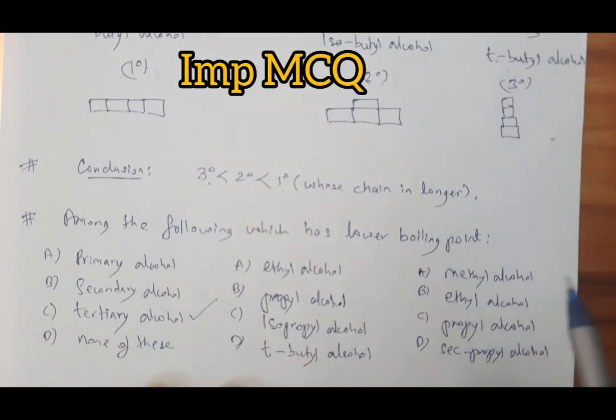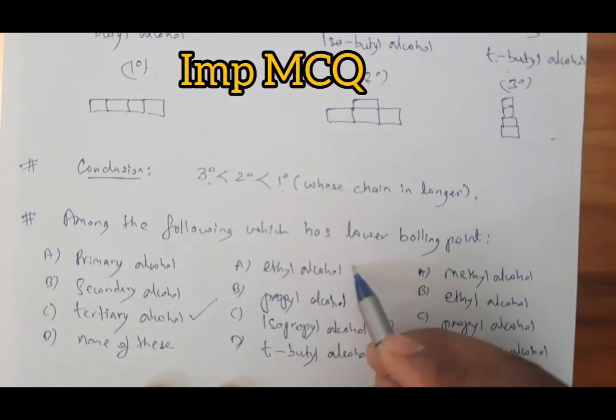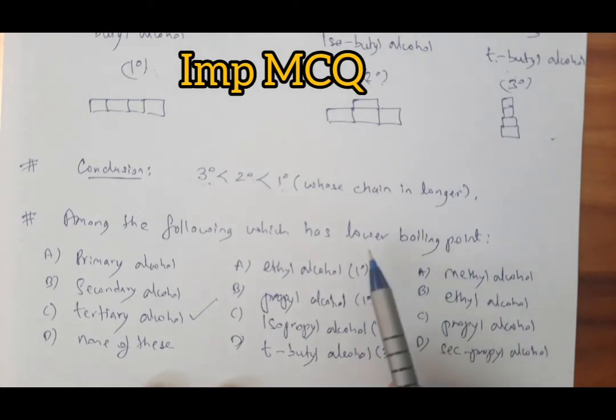Now here, who will have the lower boiling point? So first you need to identify which alcohols they are. Do remember, isopropyl is a secondary alcohol, T-butyl is a tertiary alcohol, whereas ethyl and propyl are primary alcohols. Now the question is asking which will have the lower boiling point. So in this, tertiary will have the lower boiling point, so the answer is T-butyl alcohol.